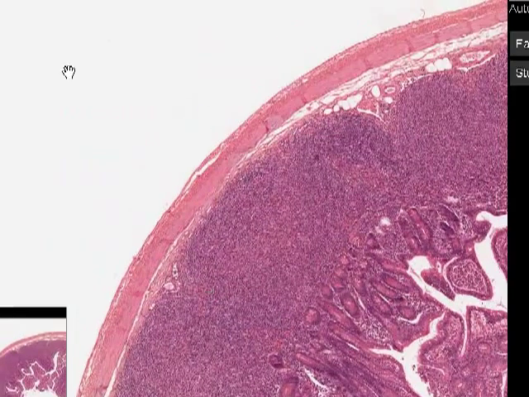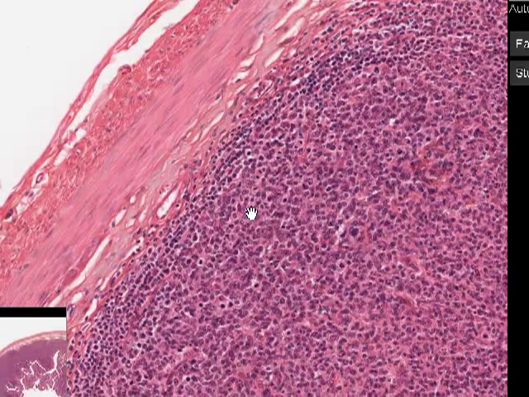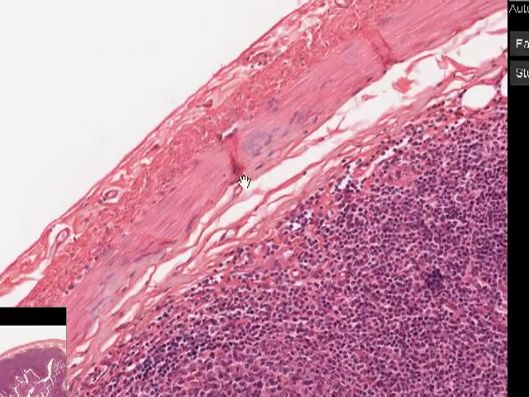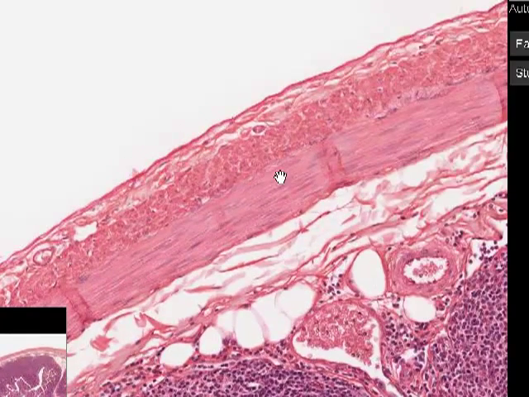Finally, let's just take one quick look at the muscle, which is here. You'll notice the muscle layers are quite thin. It would appear we have an inner circular and outer longitudinal layer of smooth muscle. And if you look around, you may be able to find neurons of the myenteric and submucosal plexus also.